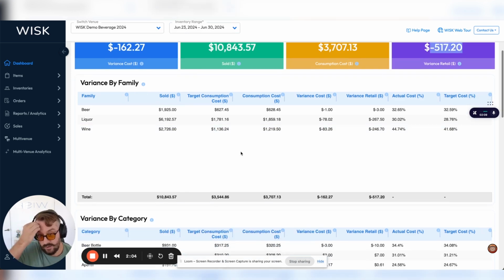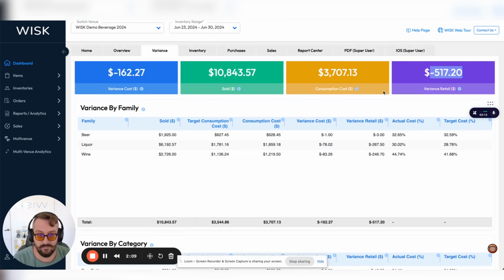So looking at it, what I love about this report is it gives you kind of a top-down approach. We start off by the high-level metrics of like, hey, you consumed $3,700 worth of alcohol, you sold this much. So right away, it gives you an idea of the cost. It's roughly a 30% if you look at, or 37 if you look at consumption divided by sales. It gives you your losses right away at the cost level and at the retail level.